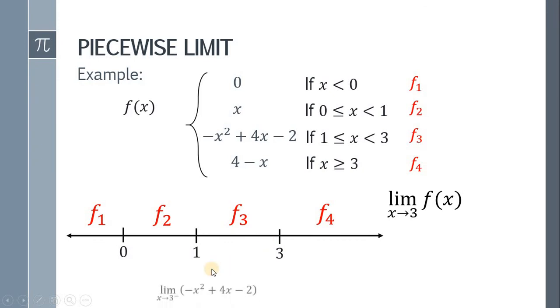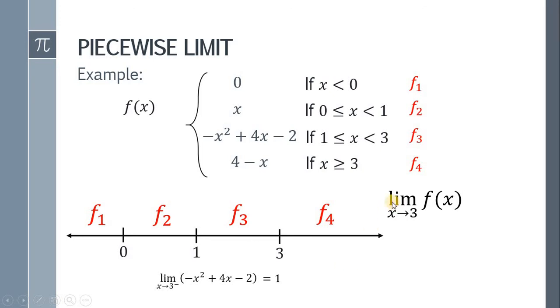Okay? So, we have the limit of yung function 3 natin, negative x squared plus 4x minus 2 as x approaching 3 coming from the left side. Now, plug in the value of 3. So, we have negative 3 squared plus 4 times 3 plus 2, and this equals to positive 1.